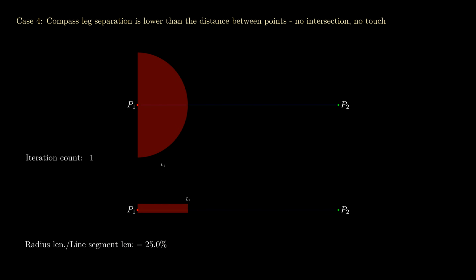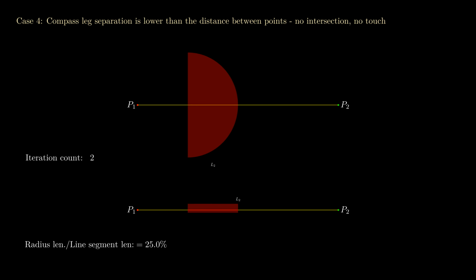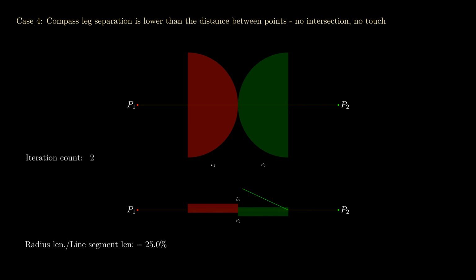In the second way, there might be a case where at a certain iteration, Ln and Rn coincide. This is equivalent to scenario B, if you recall, where the compass leg separation is perfectly aligned so that the nth iteration creates a pair of tangential circles rather than intersecting ones.